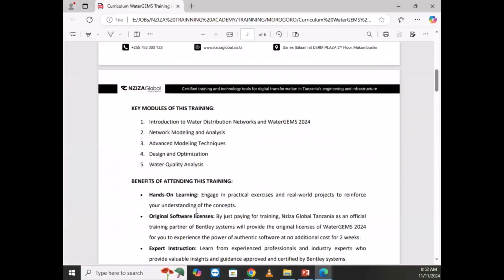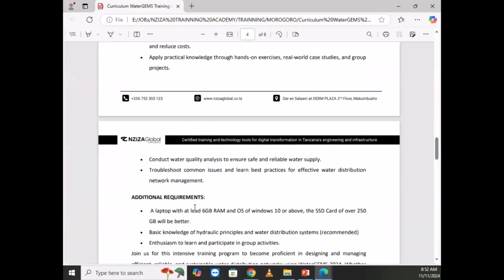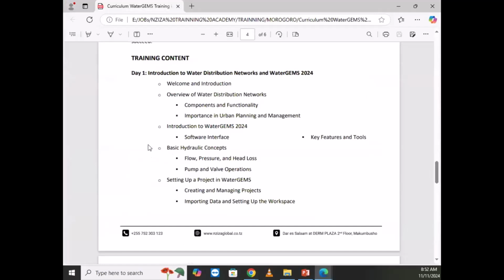Let us see together what the curriculum of this training will be. As you know, we will have a 5-day training, and on day one, we're going to start with a welcome and introduction, where I will ask everyone to introduce themselves and get to know each other. After that, we will see an overview of water distribution networks.